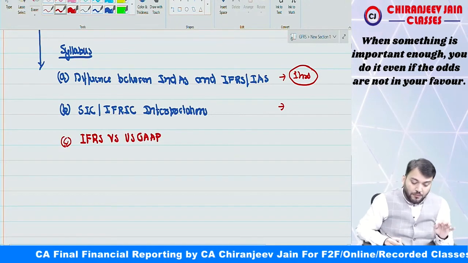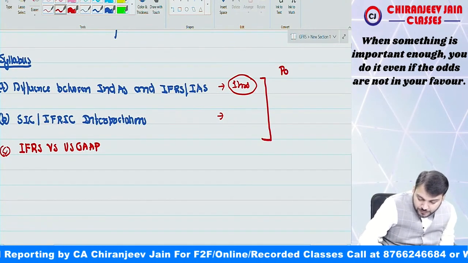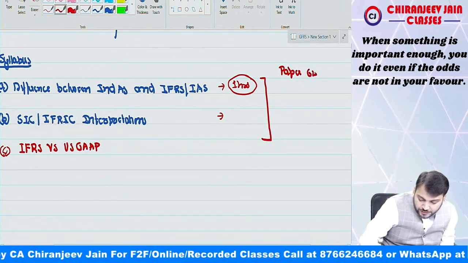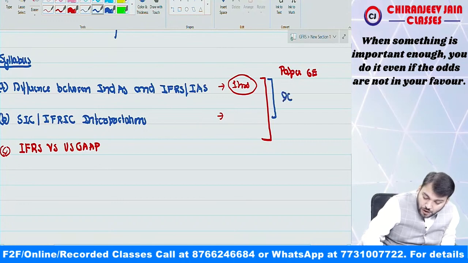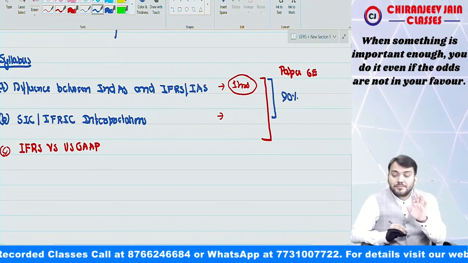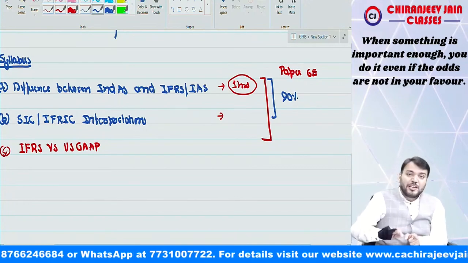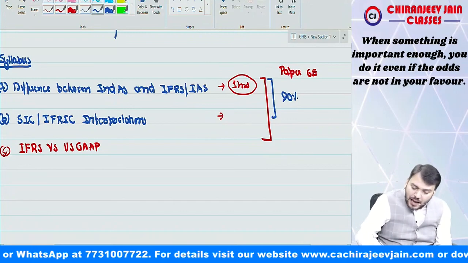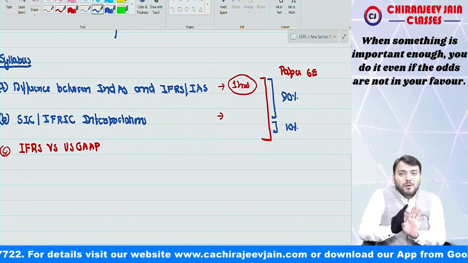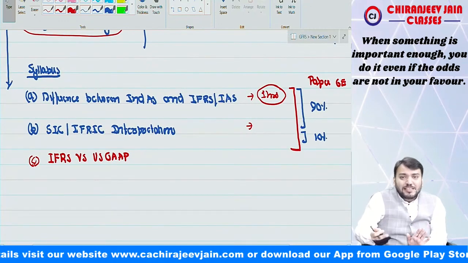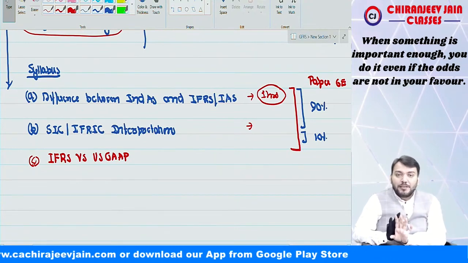Correct? Now, from the examination point of view, from the paper 6C point of view, they will ask 90% questions that are IFRS based. When I say IFRS, it will include the interpretations also. It will also include IES. And they may ask 10% questions from US GAAP. So from the examination point of view, even if you are not doing US GAAP, 90% of the syllabus is covered.